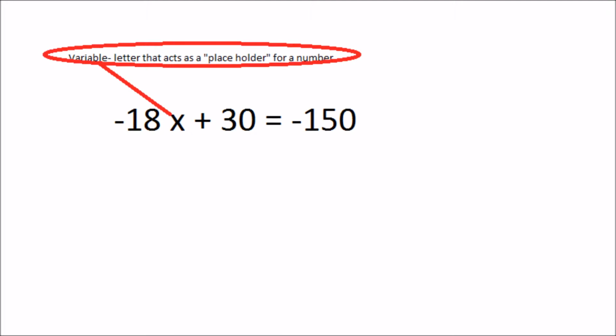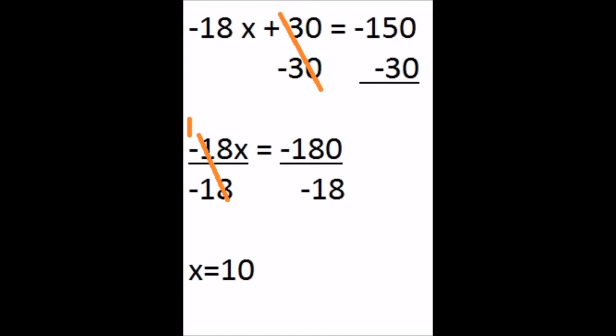Okay, everybody, today we're going to start talking about solving equations. In this case, we have an equation that says negative 18 times x plus 30 is equal to negative 150. When we look at this, we have to see that ultimately our goal is to find out what x is equal to. In order to do that, we must get everything on the other side of the equal sign and x by itself.